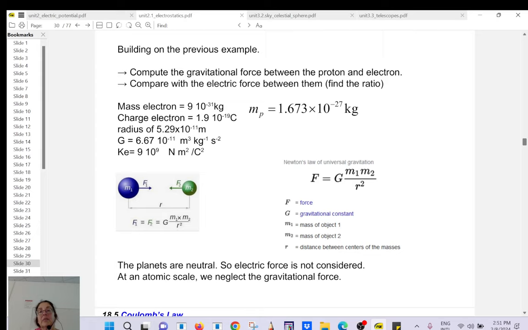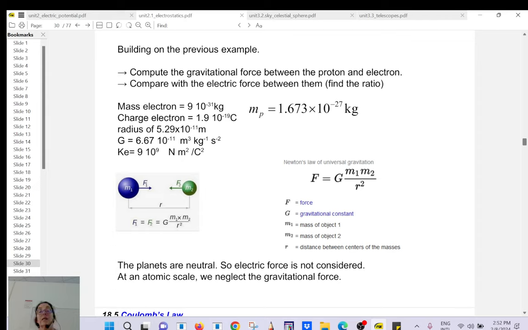Okay. Now something interesting. You're going to have a proton and an electron at a distance D, and we don't care about the distance. If they don't give you a distance, you can give yourself a distance. Let's say the distance is 1 meter, because they're going to ask you to find a ratio. They want you to compare the gravitational force between the proton and the electron and the electric force between the same proton and the same electron.